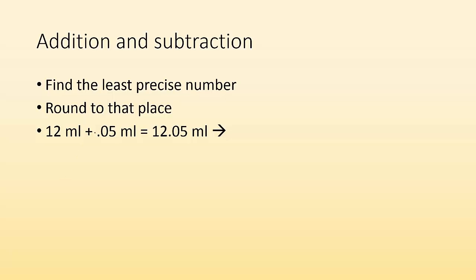So for example, if I had 12 milliliters plus 0.05 milliliters, my calculator would give me this answer. But now I've got to look at the numbers that I was working with. This number is only precise to the ones place, and this number is precise to the hundredths place. So I've got to find the least precise number. That tells me that I've got to round to the ones place. So I look at 12.05, the ones place is a 2. I look one place over, it's a 0, and that 2 is going to stay a 2. So I'm going to get just 12 milliliters.